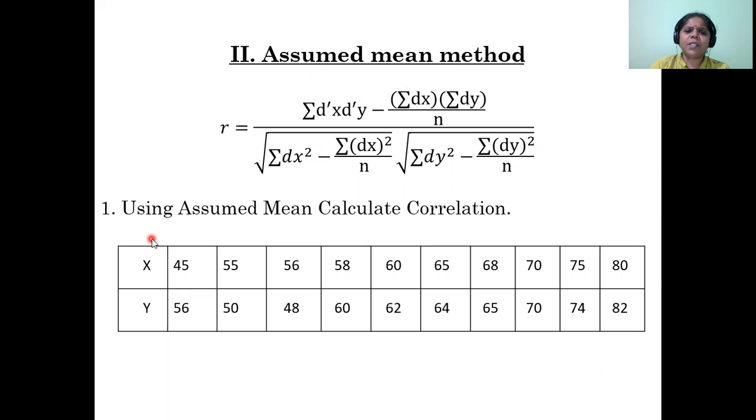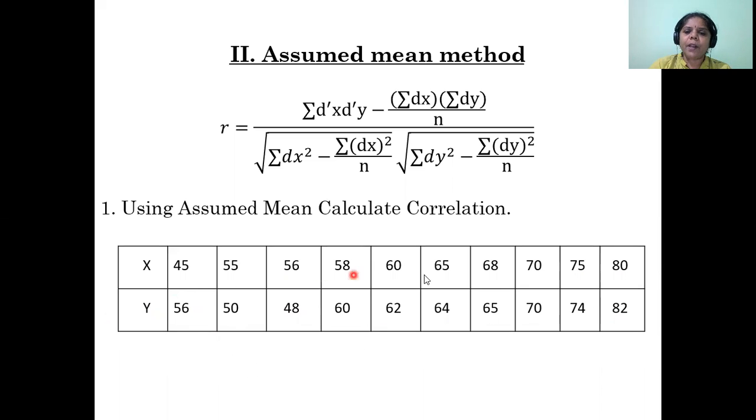Okay. So this is the problem. Using assumed mean method, calculate correlation. So this is the x variable and this is the y variable. X variable values are 45, 55, 56, 58, 60, 65, 68, 70, 75 and 80. And y variable values are 56, 50, 48, 60, 62, 64, 65, 70, 74 and 82.